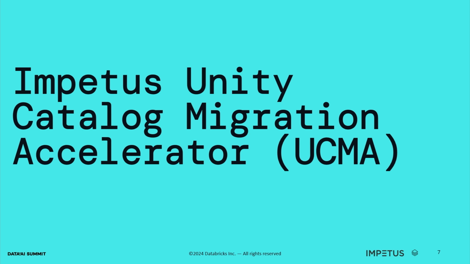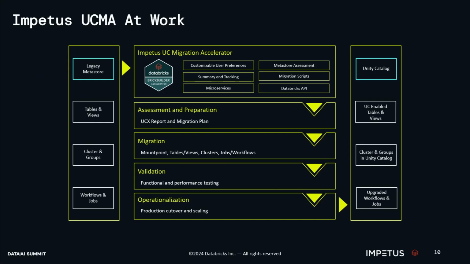Now, what's Impetus's solution? I'm just going to talk about it. UCMA 2.0 follows a 4-step methodology. I'm going to talk about the architecture, how we have designed this product, and some of the salient features of this product. But before I get there, let's look at this.